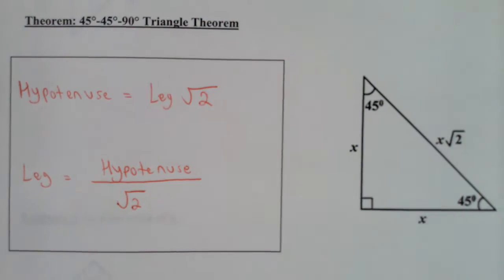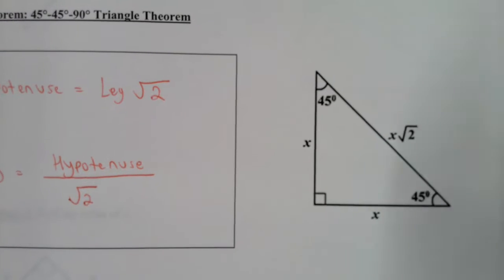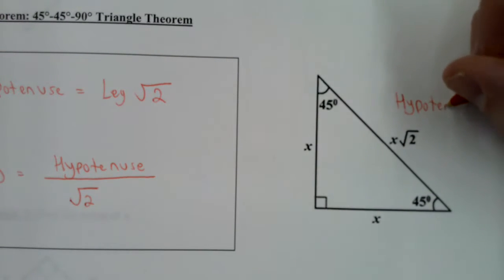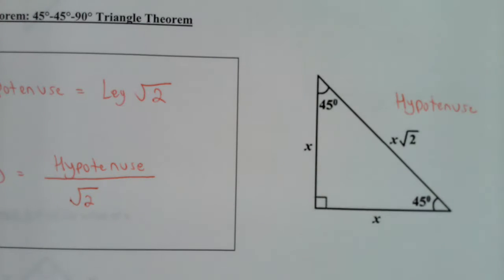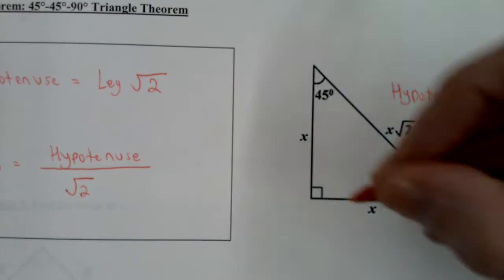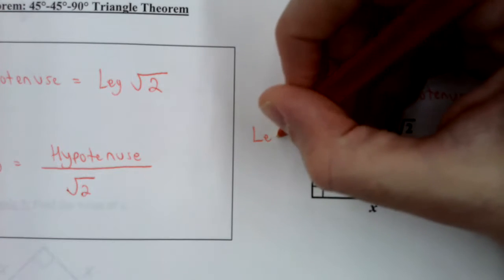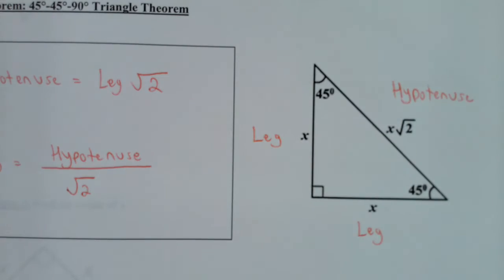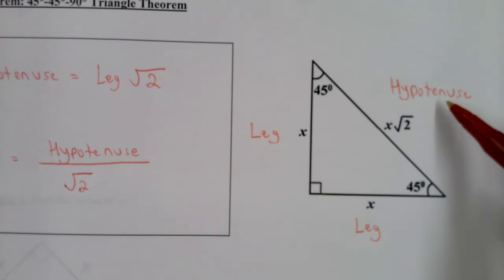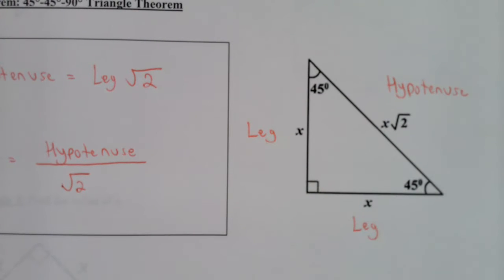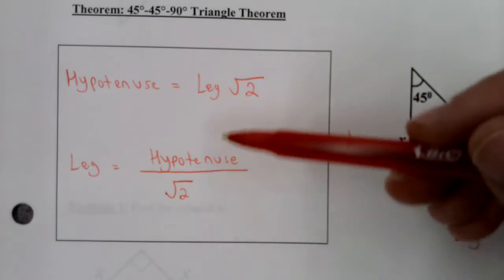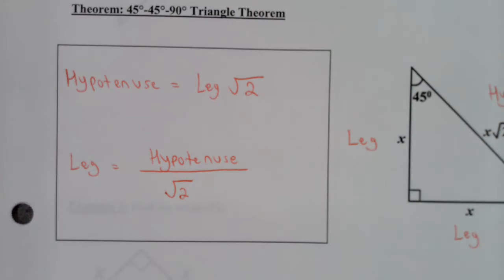If you look at the diagram, remember the hypotenuse is the side across from the right angle. So this would be the hypotenuse, and the other two sides are called legs. We've done this before. You should know what a hypotenuse and what a leg are by now, but just in case you forgot, the hypotenuse is the side across from the right angle, and the other two sides are called legs. So leg, leg. You have to know these two. Make sure you memorize those.